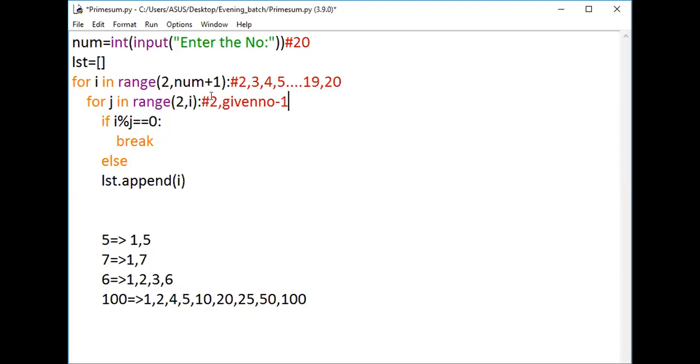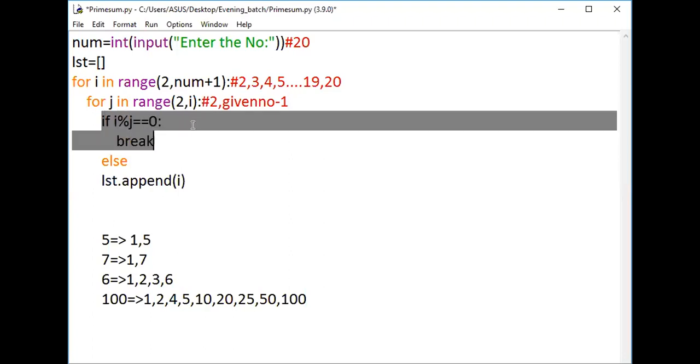And what is it that we are doing? We are not including 1 and the given number. So what happened? The number should not be divisible. If the number is not divisible throughout the program, then we are supposed to add it to the list. So at the end, the range of prime numbers will be generated and it will be added to the list here.